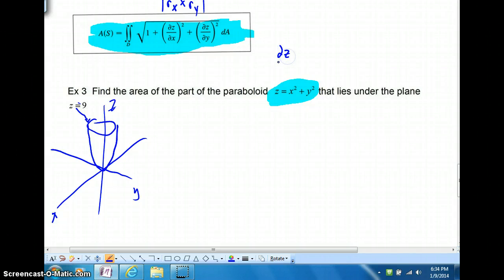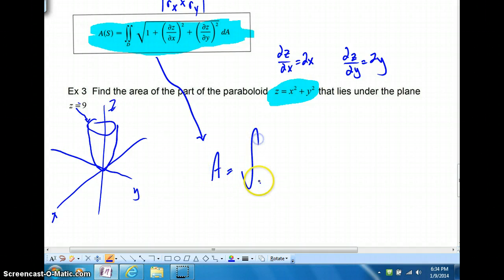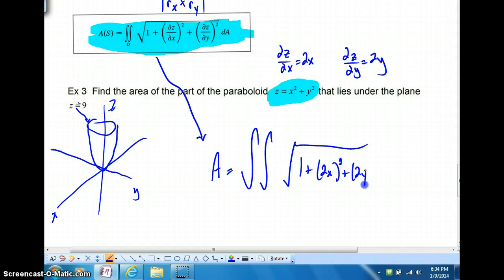The partial derivative of z with respect to x, I hope you can see, is 2x. The partial derivative of z with respect to y is simply 2y. So where are we going with this? Well, according to this formula that we see here, the surface area of this solid would be the double integral of 1 plus, and then we'll have our 2x squared plus 2y squared, and then it's dA.